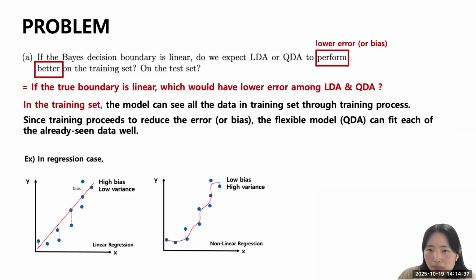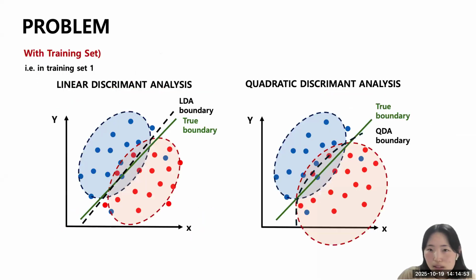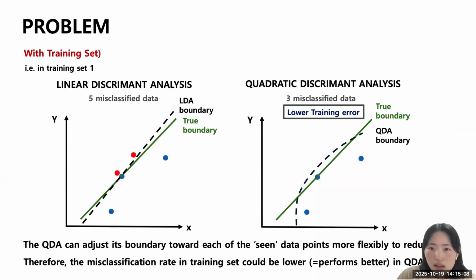In part A, the problem is asking if the true boundary is linear, which model, LDA or QDA, would perform better. In the training set, the model directly minimizes error, so the more flexible QDA can fit data points more closely, just like nonlinear regression fits every sample better than a straight line. Here's the same idea visualized. When the true boundary is linear, both LDA and QDA can approximate it, but QDA's curved boundary can shift slightly toward each data cluster to reduce error.